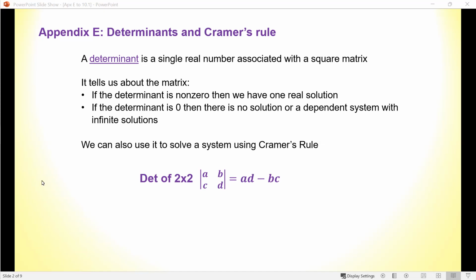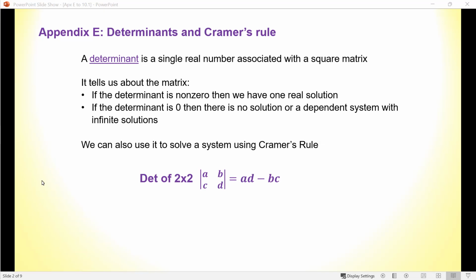Hi, students. Today I want to talk about determinants and using Cramer's rule. Determinants are important in all kinds of linear algebra when we have matrices, but they're specifically useful to us in determining whether or not we have solutions to a system of equations, and they can also be used to actually find the solution to the system of equations.